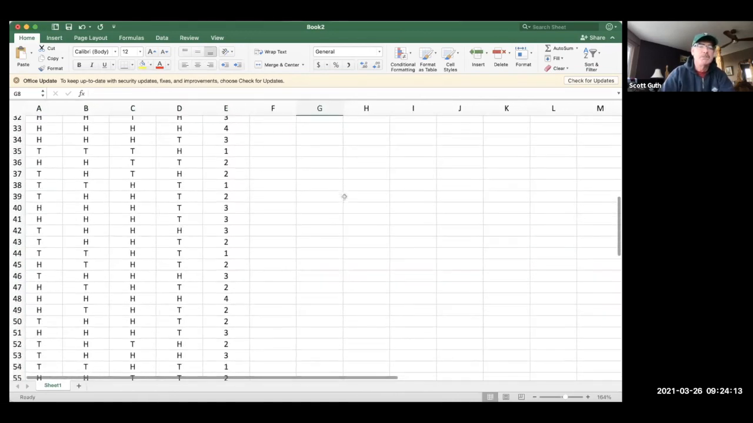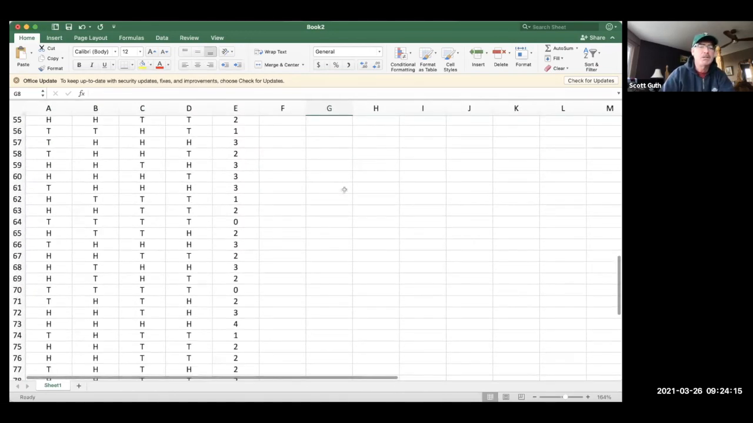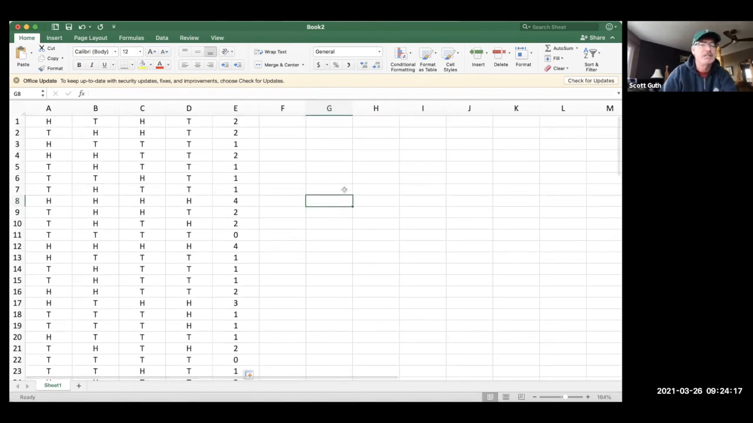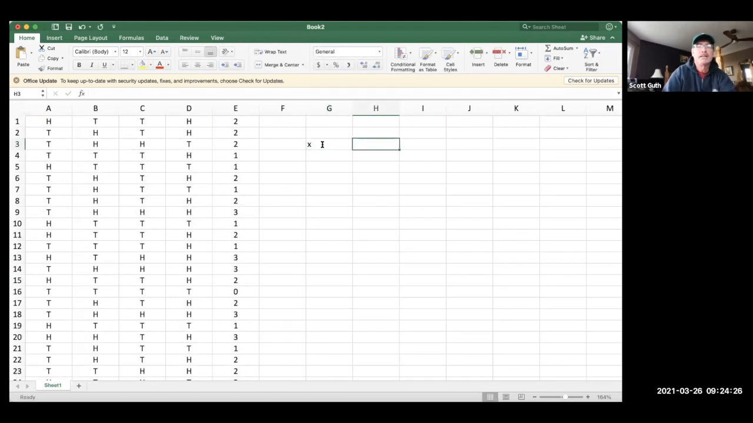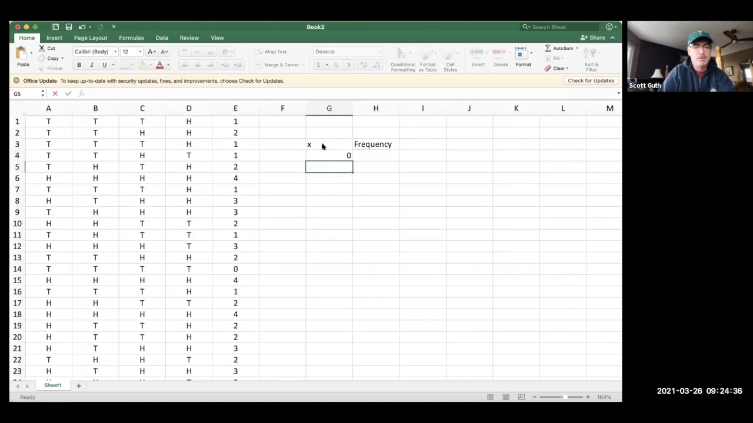You can see all the outcomes here. They'll change every time I type something, because it recalculates every time you type something in Excel. But I think I'll do a frequency table. So I'll do a column for X, which is my variable, and then a column for frequency. We'll do the relative frequencies ourselves. So X is going to be 0, 1, 2, 3, or 4.